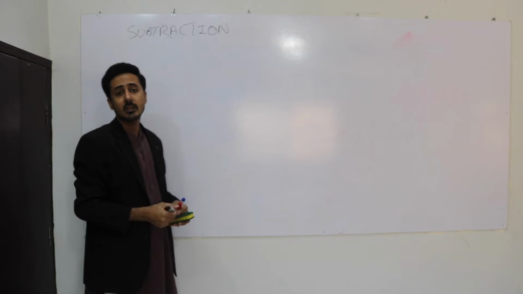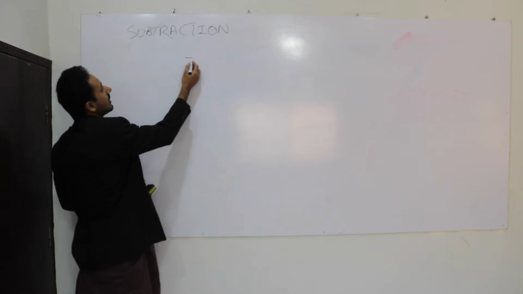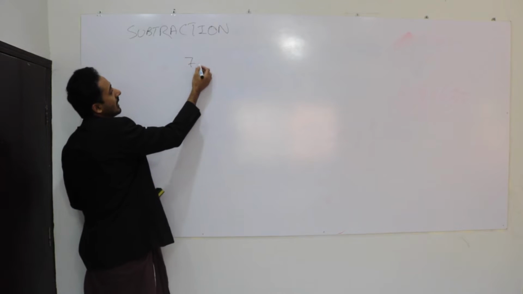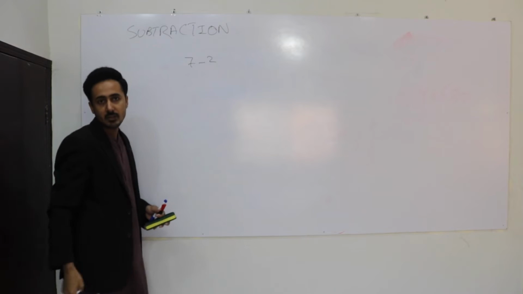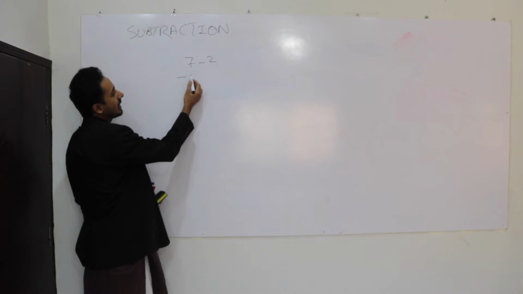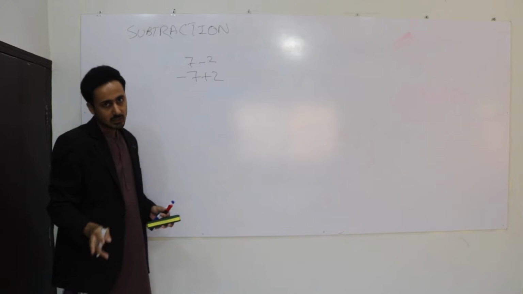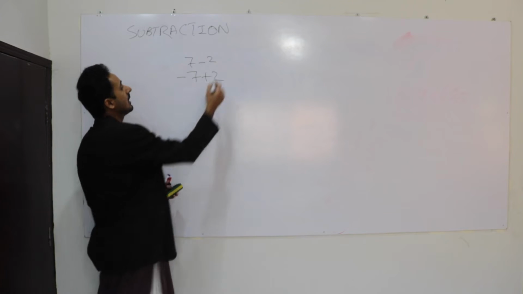If both numbers contain opposite signs, then we will do subtraction. For example, this is 7, which is positive 7, and this is negative 2. Now both numbers contain different signs. Again, if 7 is negative and 2 is positive, both contain the opposite signs. We will do subtraction here.